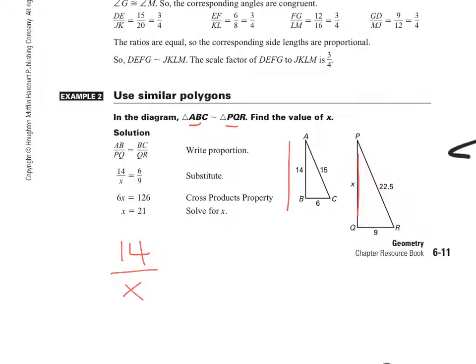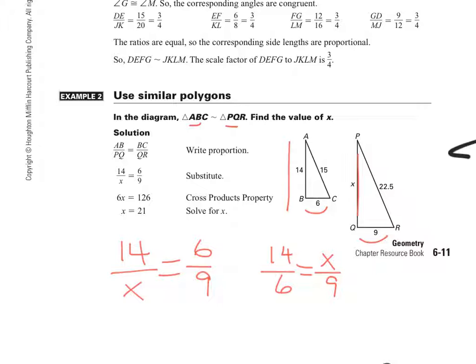And then I can see the other side that has numbers. Now, if you don't want to deal with decimals here, I would have picked the BC and the QR. And then you could put 6 over 9 and then cross multiply and divide. Now, you could also put 14 over 6 and set up your proportion this way: 14 over 6 and then X over 9. You'll get the same answer.